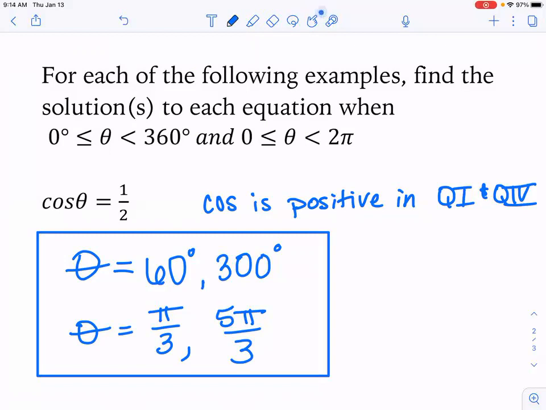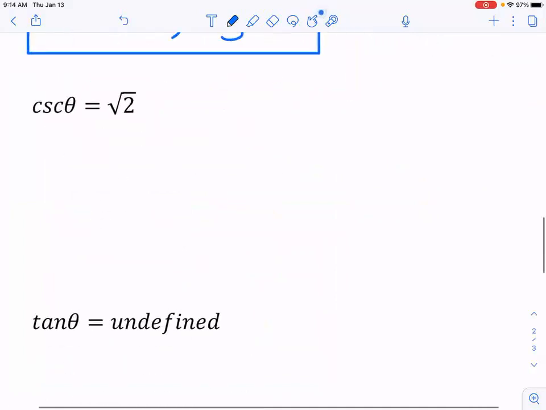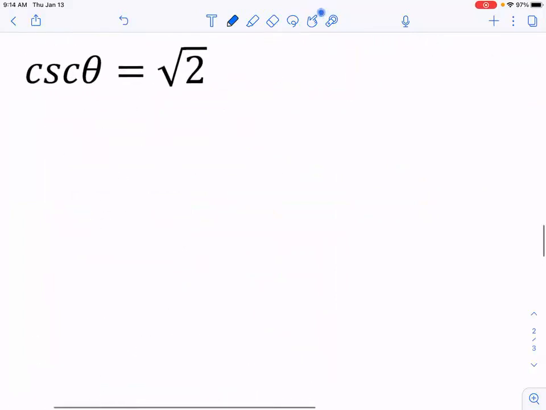All right, that one was nice, right? And the cosine is 1/2. So let's get a little bit more crazy here. The cosecant of theta equals radical 2.